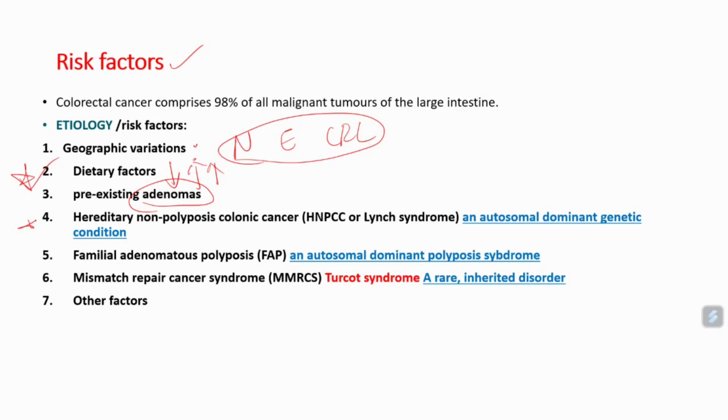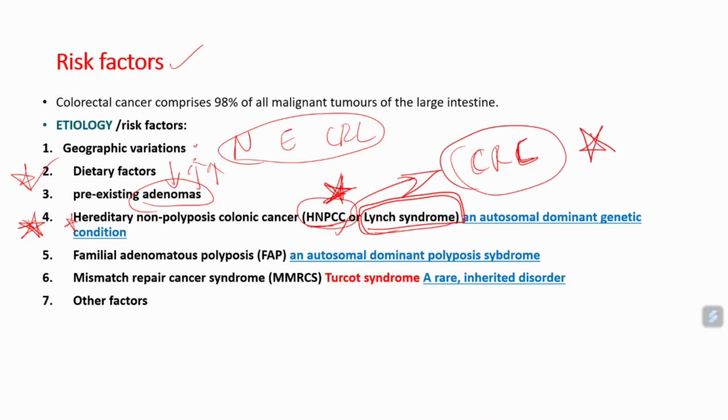The fourth point is very important: hereditary non-polyposis colorectal cancer. It is a hereditary, autosomal dominant condition. The probability of developing colorectal cancer is very high in patients with HNPCC. If a patient is HNPCC positive, which is also called Lynch syndrome, they have a high risk of colorectal cancer. Very important risk factor.